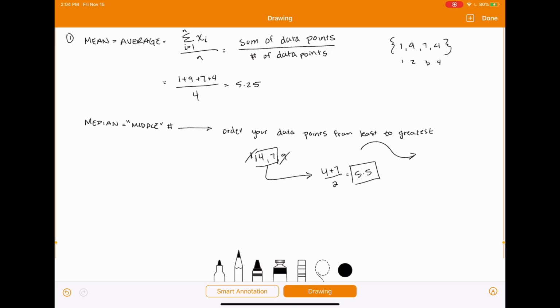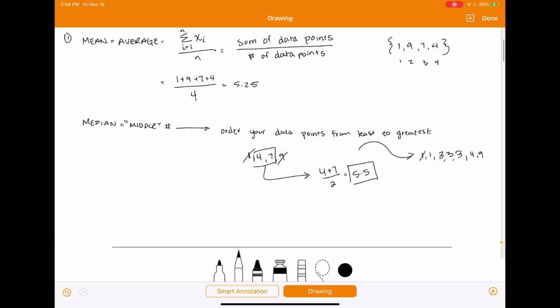Now, if we had a data set that was like 1, 1, 3, 3, 3, 4, 9, and we want to find the median, we eliminate 1 from each side, this side, that side, this side, that side, till we're left with 1 in the middle. And so for this particular data set, this would be our median.